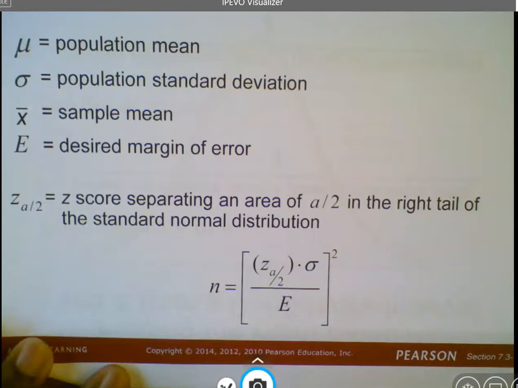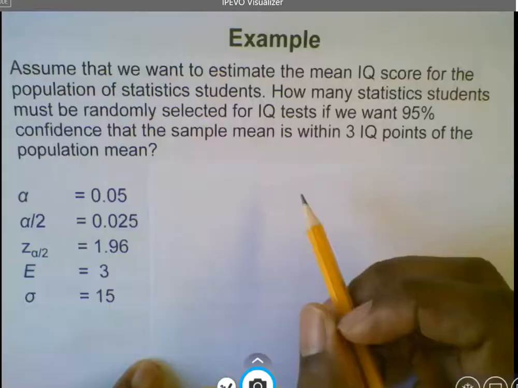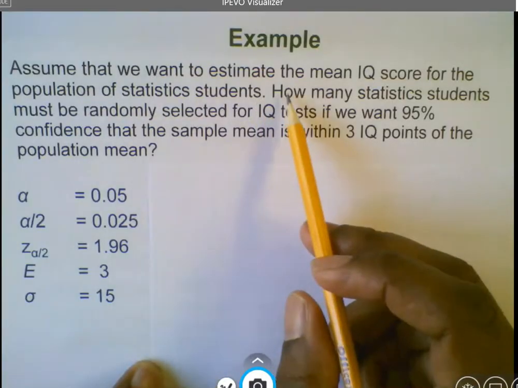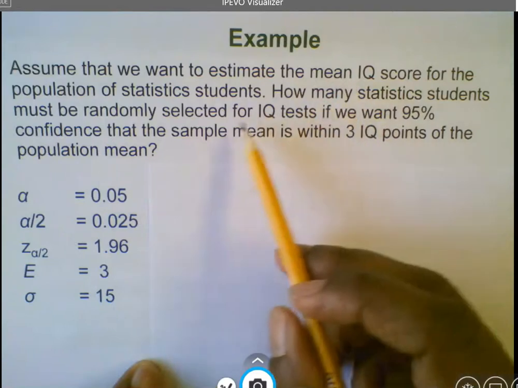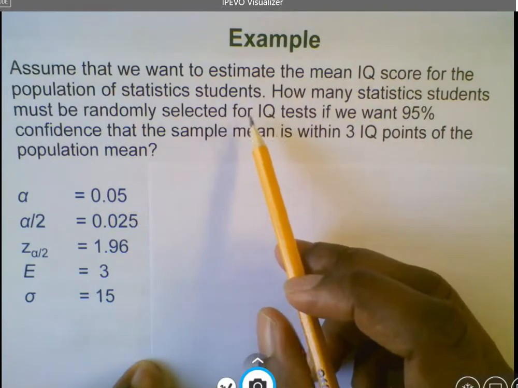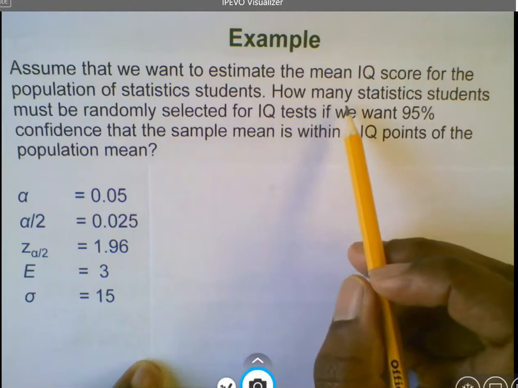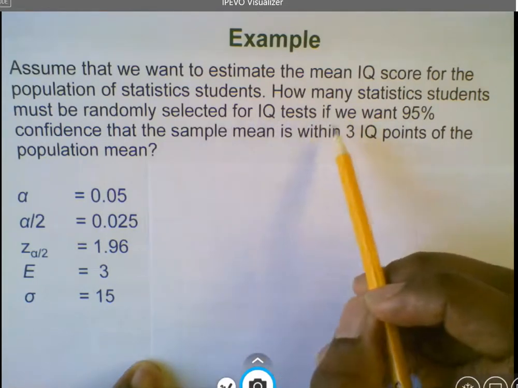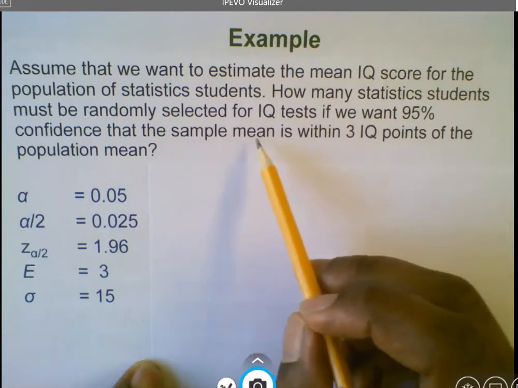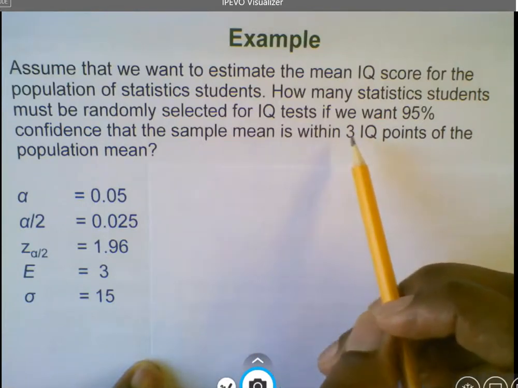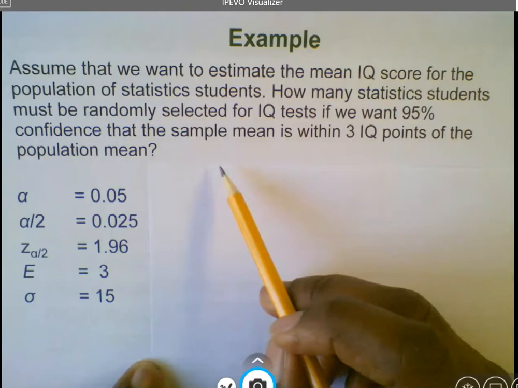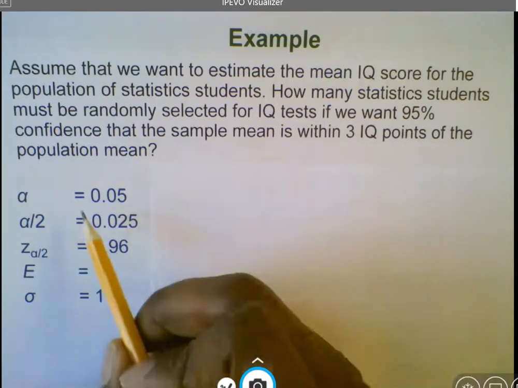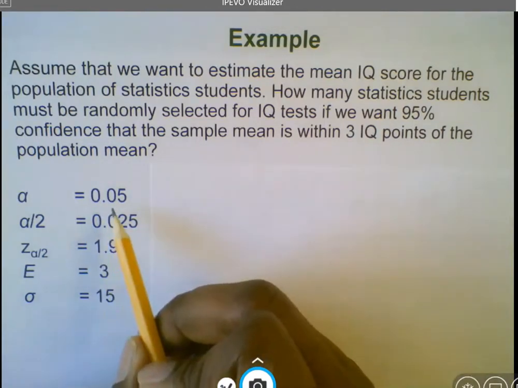Let's do an example with this one. Assume that we want to estimate the mean IQ score for the population of statistics students. How many statistics students must be randomly selected for an IQ test if we want 95% confidence that the sample mean is within 3 IQ points of the population mean?